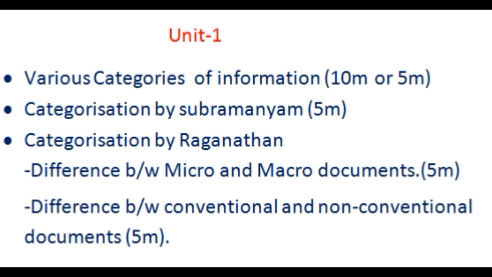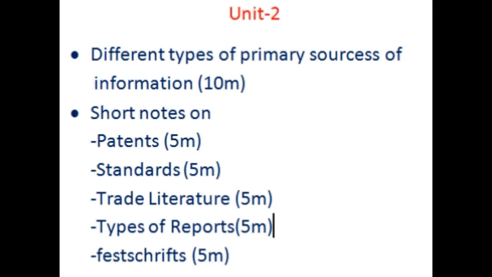In the categorization of Ranganathan, the differences between micro and macro documents for 5 marks, and the difference between conventional and non-conventional documents for 5 marks. Any one question will be there for 5 marks, or it may be a 10 mark question on this unit. Be prepared. Next, in unit 2, the different types of primary sources of information for 10 marks is rarely asked. Here in this unit, the possibility of 5 mark questions is very high.